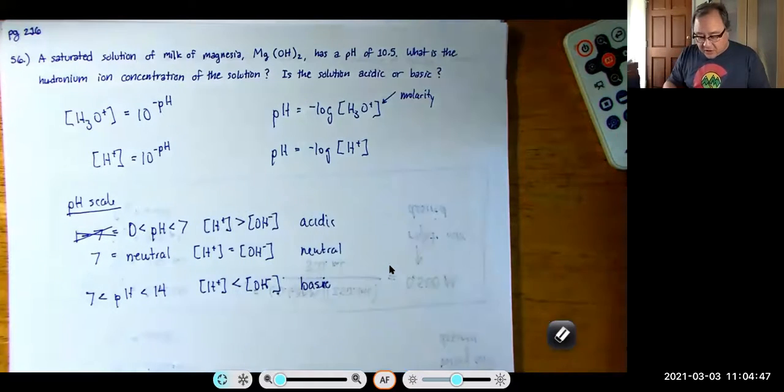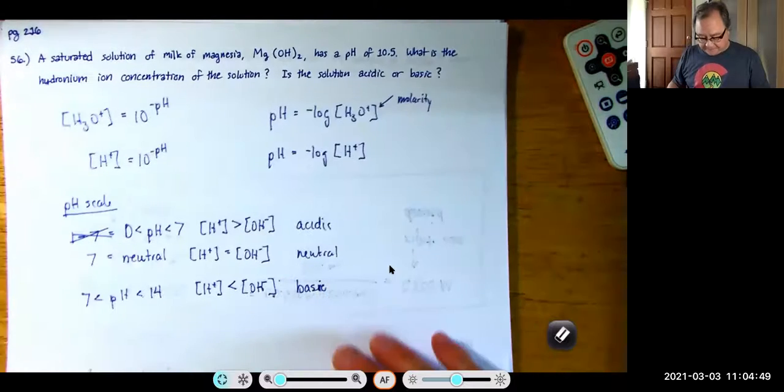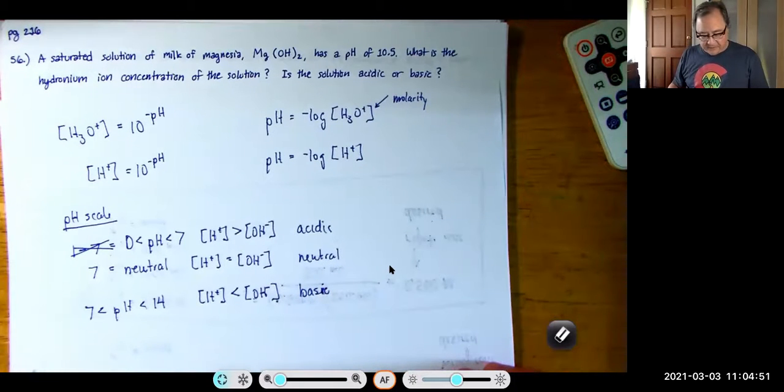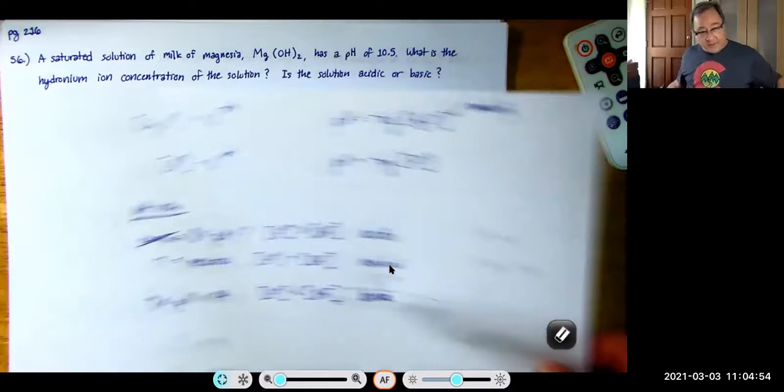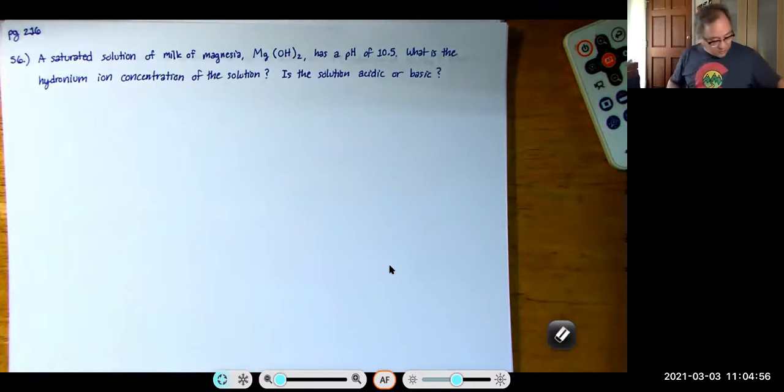So you need to memorize all of this stuff for this type of problem. Or maybe you put it on your note card, which you guys are working on, right?